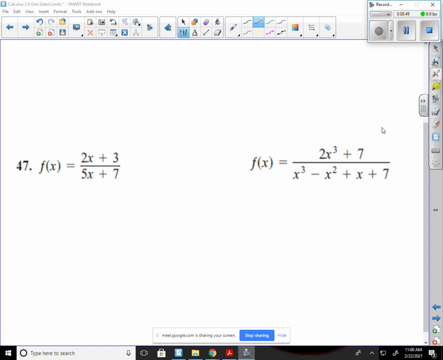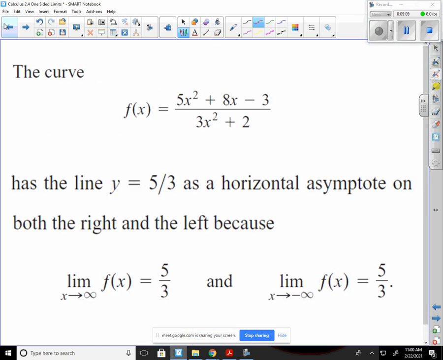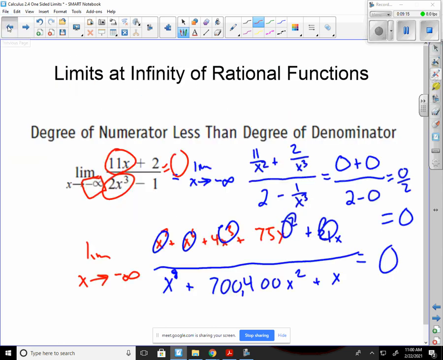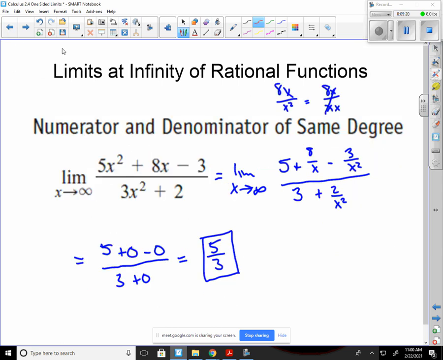Now I have 2x cubed plus 7 over x cubed minus x squared plus x plus 7. Again, they have the same exponent. And so we've covered these types before, if you'll remember correctly. That was when it's less. This is when it's the same degree. So this was our example in the notes. This is what you would come to if you were looking for an example.